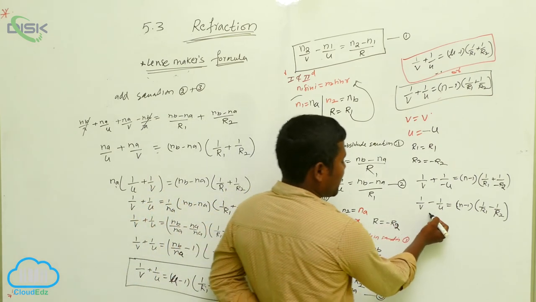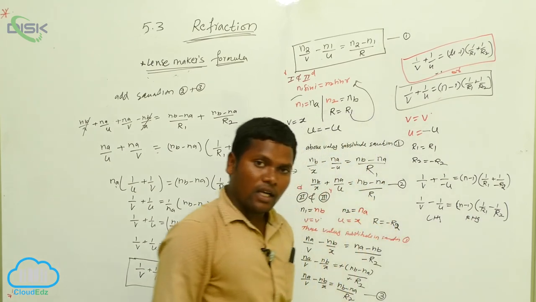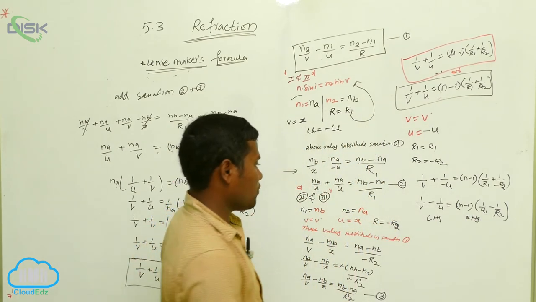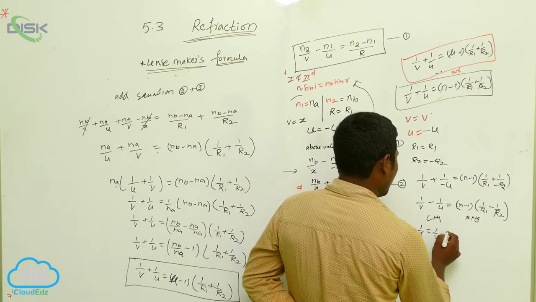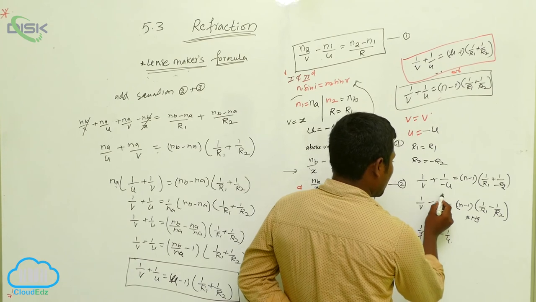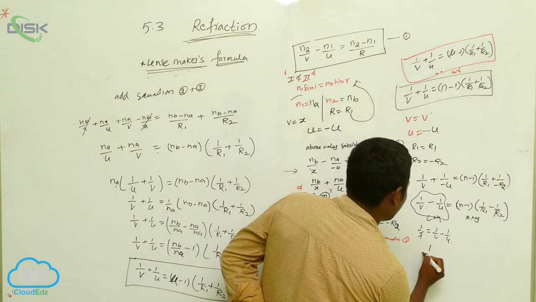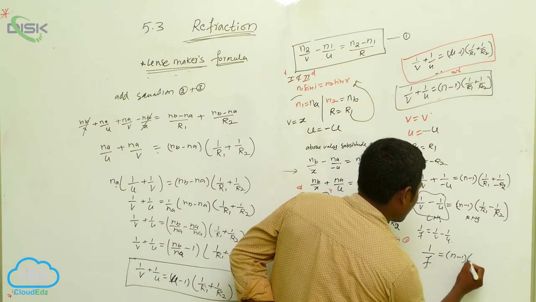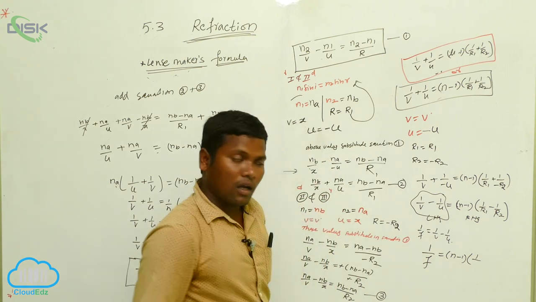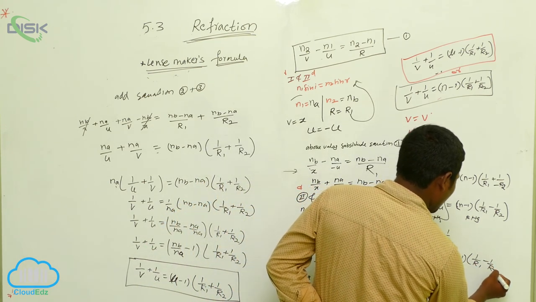If you see here, the LHS is there, and this is the RHS. Already we have the lens formula, or mirror formula. What is that formula? 1 by F is equal to 1 by V minus 1 by U. In this place, what can I write? Simply 1 by F is equal to N minus 1 into 1 by R1 minus 1 by R2.